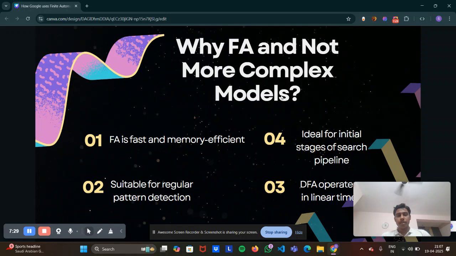Especially during the initial stages of query processing and content crawling, finite automata is the most efficient tool in the toolbox. Finite automata is fast and memory efficient. It is ideal for initial stages of the search pipeline and it is suitable for regular expression matching.